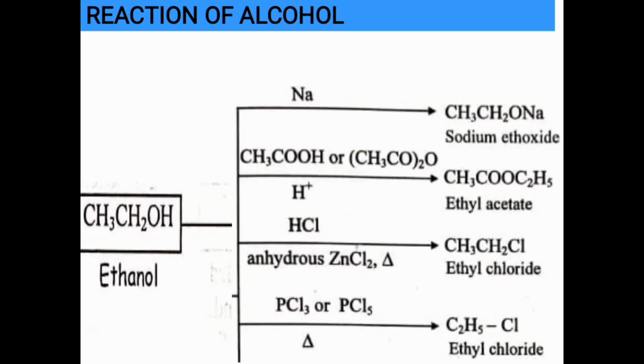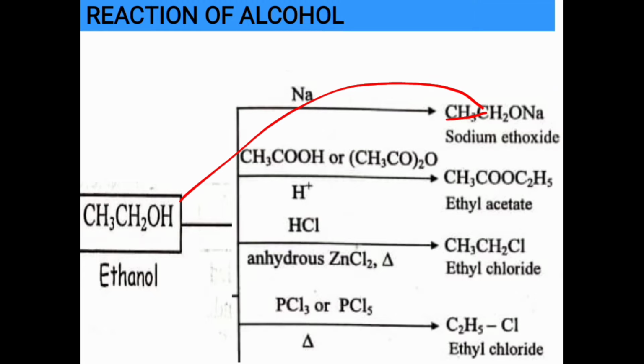So the next slide is the reactions of alcohol. CH3CH2OH reacts with Na for the formation of sodium ethoxide. This is also known as RONa. We use this for the preparation of ethers too.